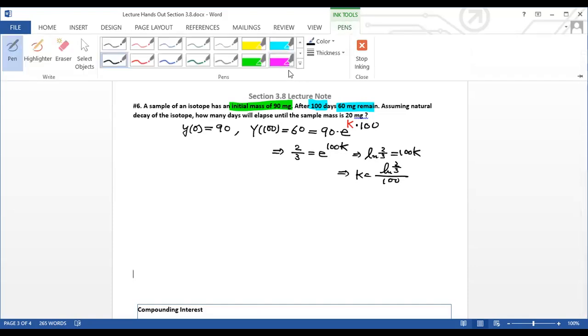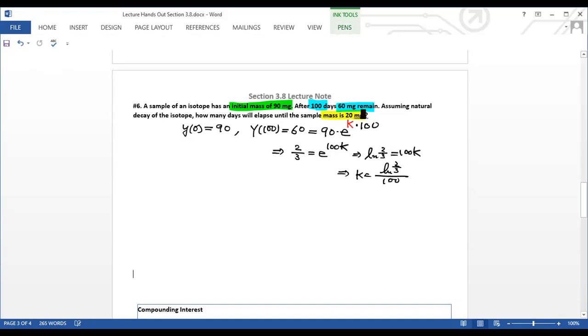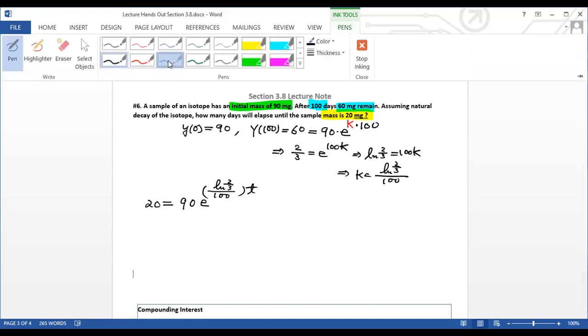Now let's say I want to see how many days until I'm only going to have 20 milligrams of the mass left. So I will say 20 is equal to what? The initial is 90, right? So it's 90 times e to the K, where K here is natural log of 2/3 over 100. What I'm looking for is T, how many days. Just like before, we can simplify this a little bit.